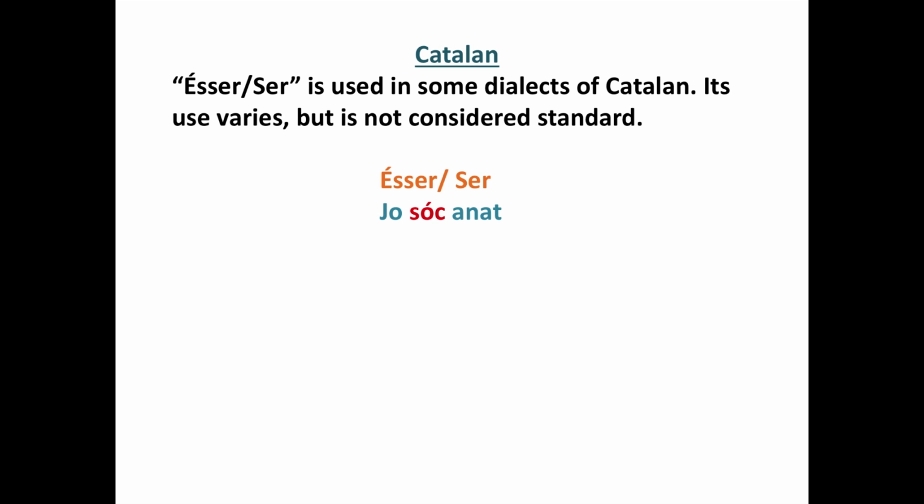Ser is used in some dialects of Catalan. Its use varies but is not considered standard. So, jo soc anat instead of jo he anat.